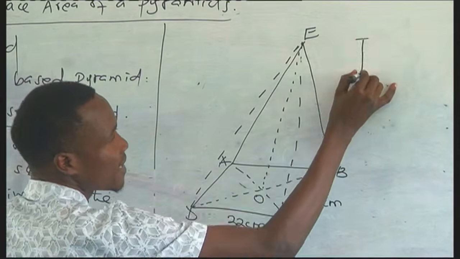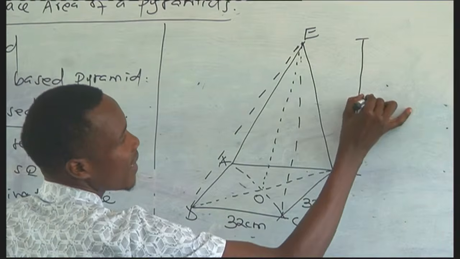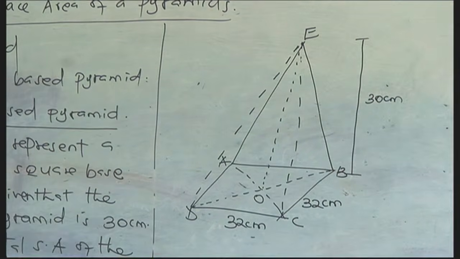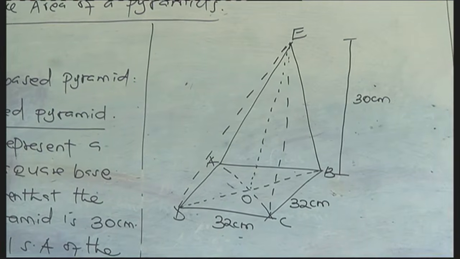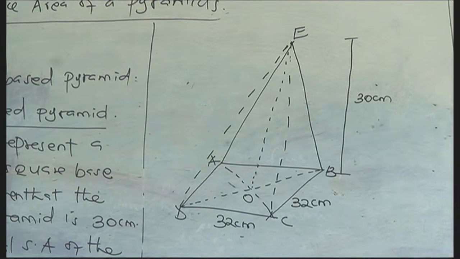We can represent it like this, up to where the base is, as 30 centimeters. So OE, that is, O is the center of the base where the diagonals meet, up to E, which is the vertex up there. So that is the vertical height. It's given as 30, and the sides are given as 32 each. Now, I want us to see how we go about working out the area of one individual triangular face, which we shall multiply by 4, then add the area of the base.